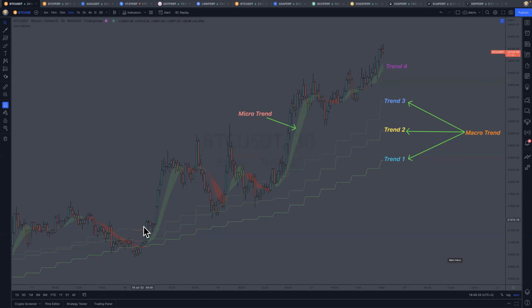That means you have consolidation right here. That means you can take that position once the micro trend turns green. Your macro trends are green.